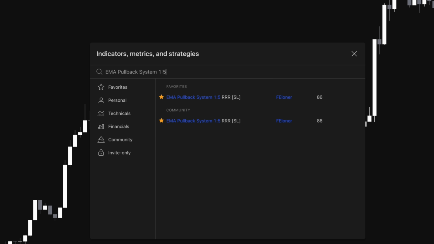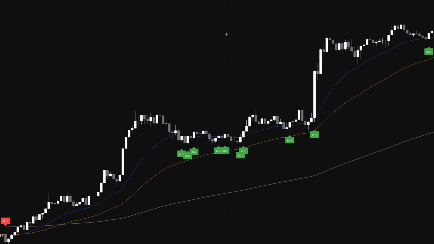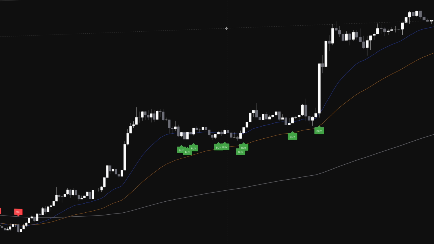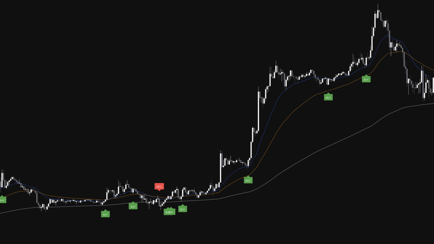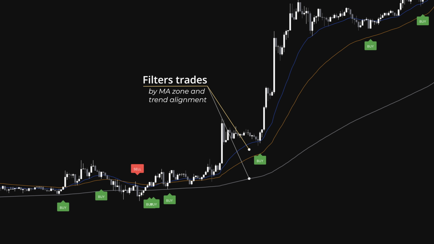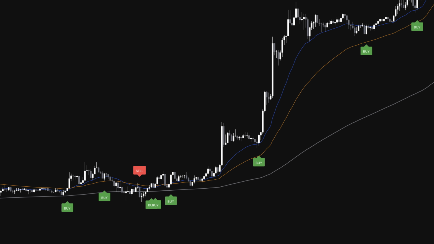EMA Pullback System 1-5RRR. Created by Filoner, this indicator identifies pullback entries within established trends using a 3 EMA framework combined with strong candlestick confirmation. It targets high-risk reward setups by requiring specific price behavior within a zone between 2 moving averages, while maintaining alignment with a longer-term trend filter.